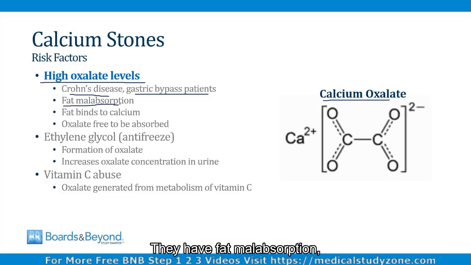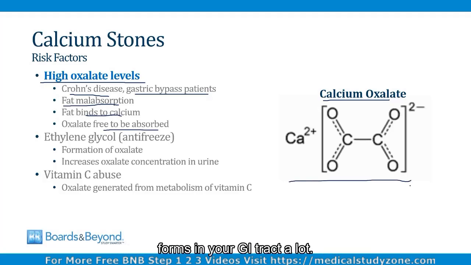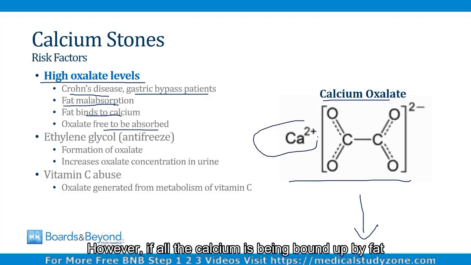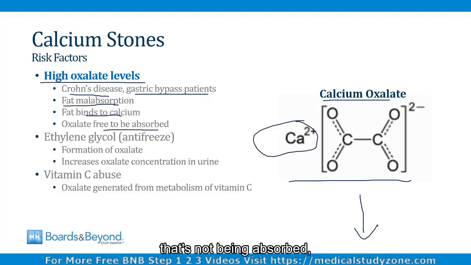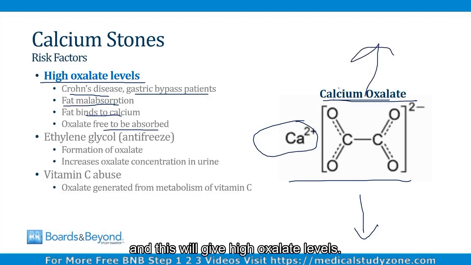They have fat malabsorption, and fat binds to calcium, and that leaves oxalate free to be absorbed. So the thing to understand is that calcium oxalate forms in your GI tract a lot, and when this forms, the oxalate can't be absorbed and it will go out in the stool. However, if all the calcium is being bound up by fat that's not being absorbed, then the oxalate is free, and that oxalate can be absorbed into the body, and this will give high oxalate levels. So this happens to patients who have some problem absorbing fat.